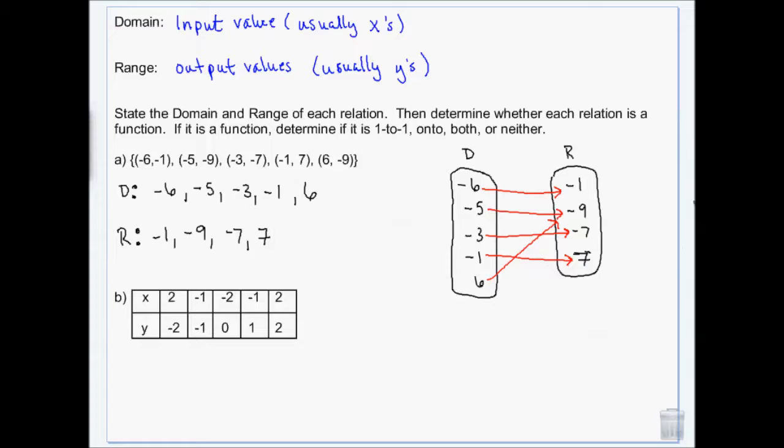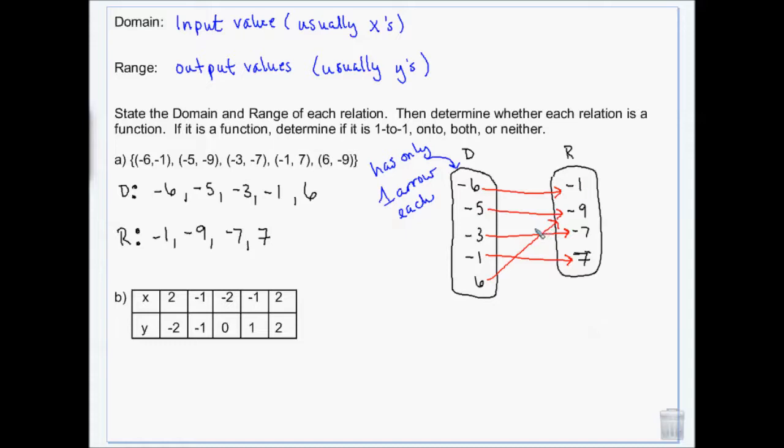Now to tell if it's a function or not, as long as this side has only one arrow each. Okay, so basically your x's can only be used one time. I can't have like 5 also go to -1.